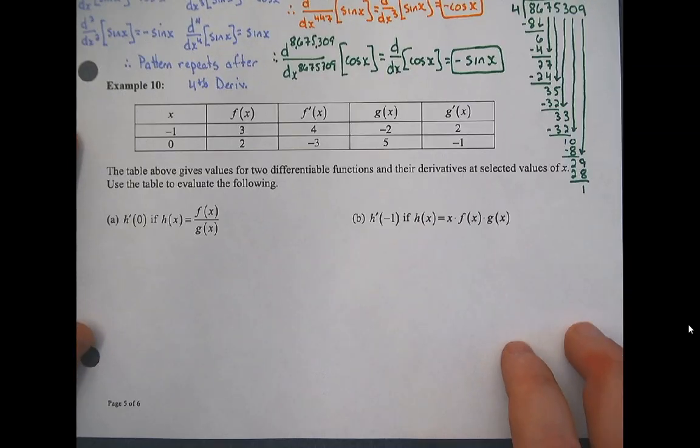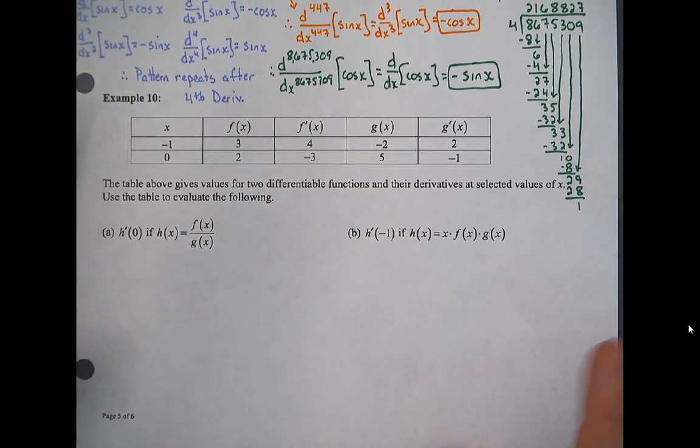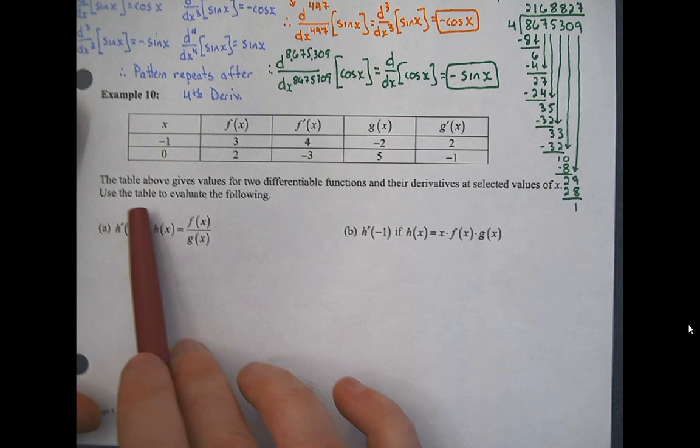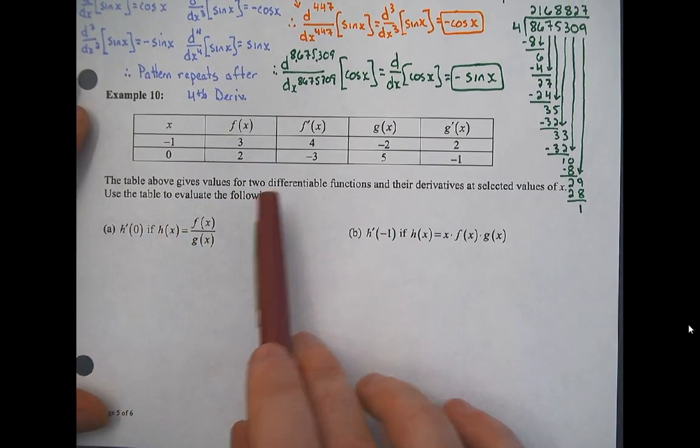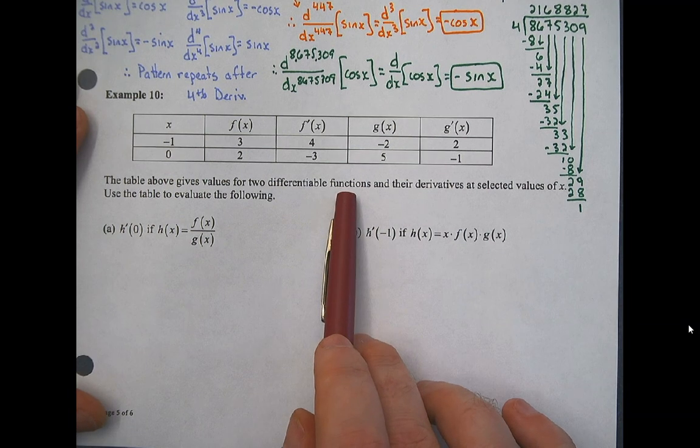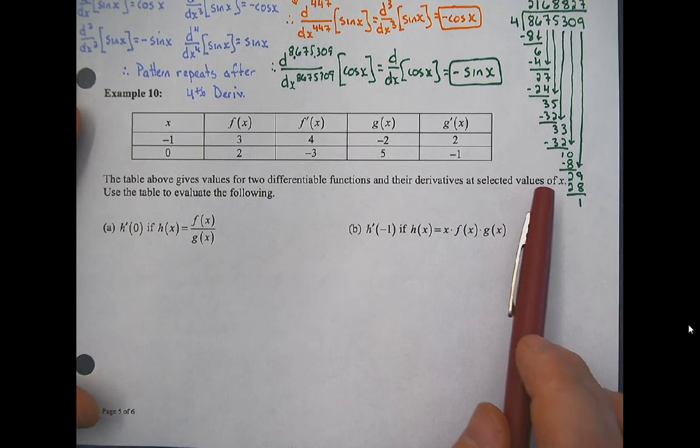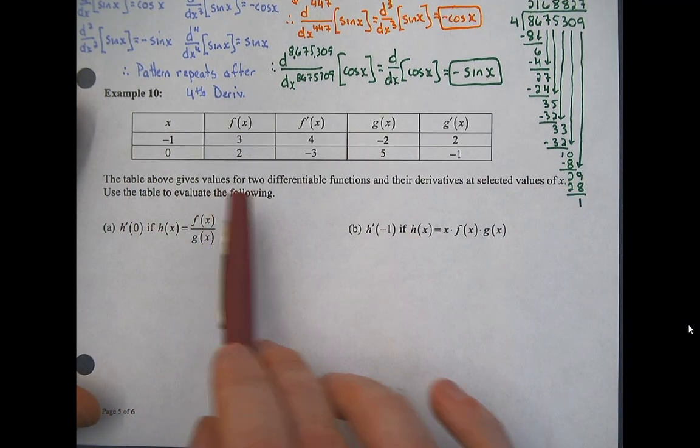All right, I love these. These are my favorite thing. All right, so we've got a table. This is what we call sparse information. You're not given a ton of information, but we're going to use that table to help us figure out these derivatives. So the table above gives us specific values for two differentiable functions and their derivatives at selected values. We're going to use the table to evaluate this.